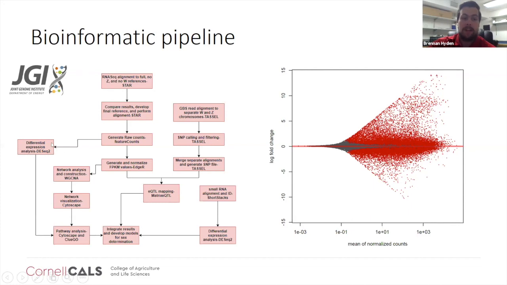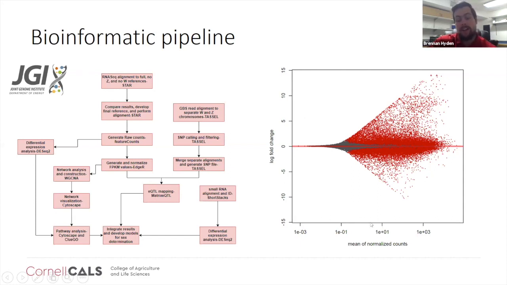But basically, I used DESeq to do differential expression, WGCNA to do network analysis, a pathway analysis in the Cytoscape app ClueGO, eQTL mapping using Matrix eQTL, and we also had some small RNA-seq data that we were able to analyze. And in this MA plot here, the x-axis is the overall expression of the genes, and the y-axis is the log2 fold change in expression. So positive values are more male differentially expressed and negative values are more female differentially expressed.